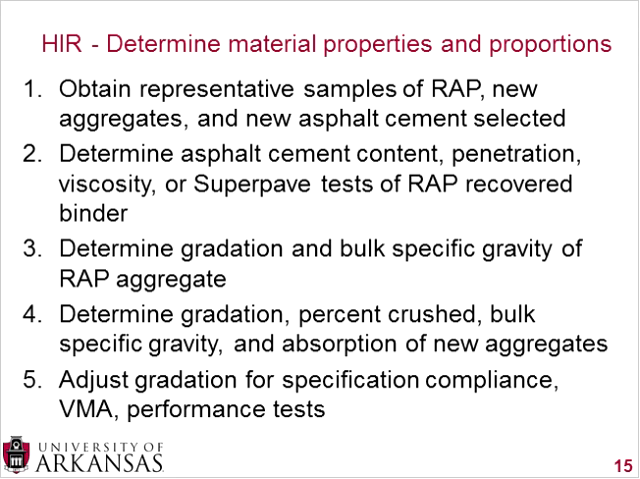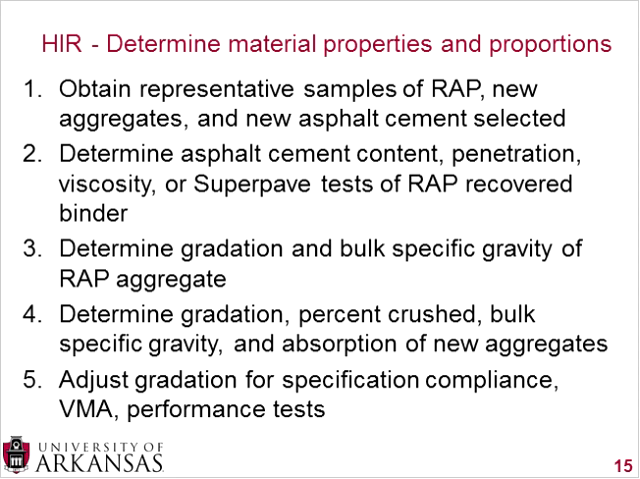So the first step is you need to determine your material properties and their proportions. You want to first obtain a representative sample of RAP, or recycled asphalt pavement. If you're going to be adding new aggregates, you need to put those in as well. And if you're adding asphalt cement or asphalt emulsion, some sort of binding agent, recycling agent, or rejuvenating agent, you also need to obtain samples of all of those. So you have all the basic materials that you're going to be using in the field in your lab.